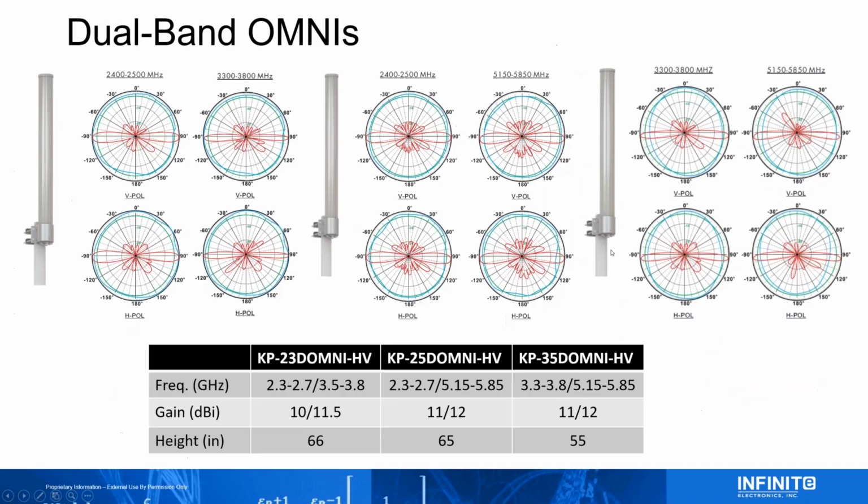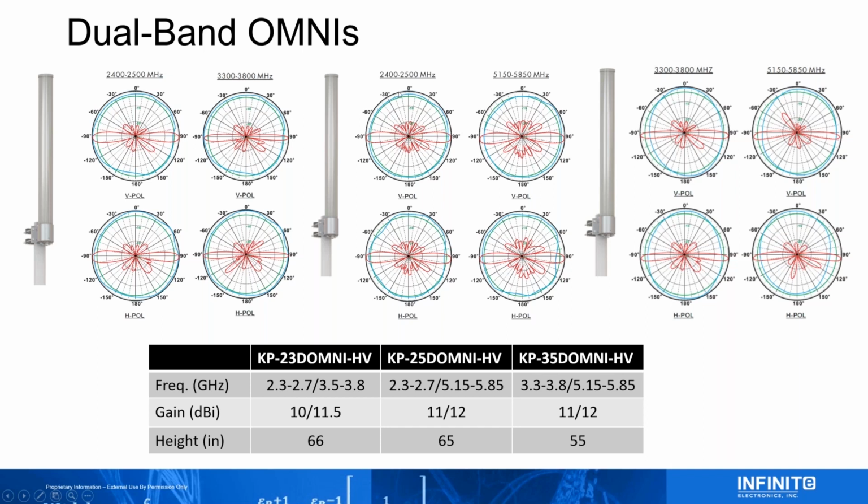Dual band OMNIs, we've had these out for a while. Just briefly, what it is: we take 2 OMNIs and vertically stack them in the same case, run the cables down all the way to the bottom. So you have 2 ports for each band. So 2 ports for 2 gig, 2 ports for 3 gig.